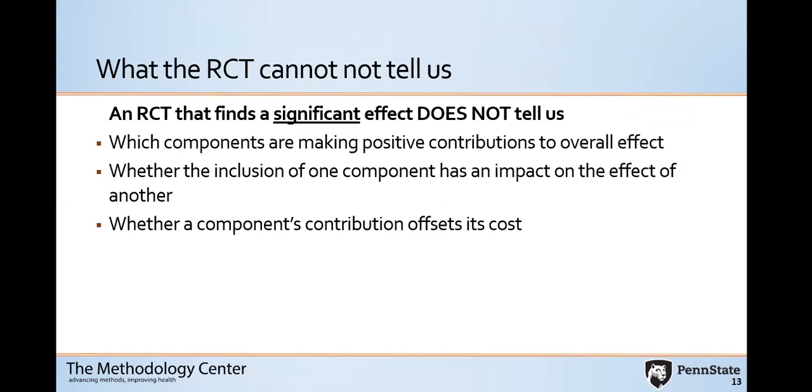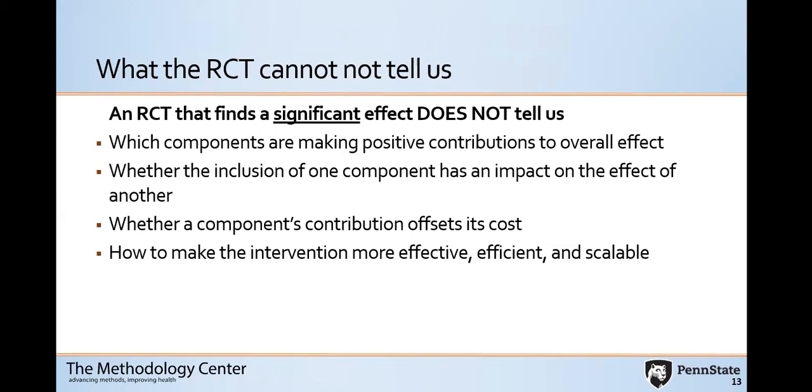So an intervention scientist who's considering including motivational interviewing might want to know that motivational interviewing is moving the needle on that outcome in a major way before going to the expense of including it. That's just one example. In general, the RCT can't tell us what to do next to make the intervention more effective, more efficient, and more scalable. And that's a little bit frustrating, not knowing the way forward to make the intervention even better.